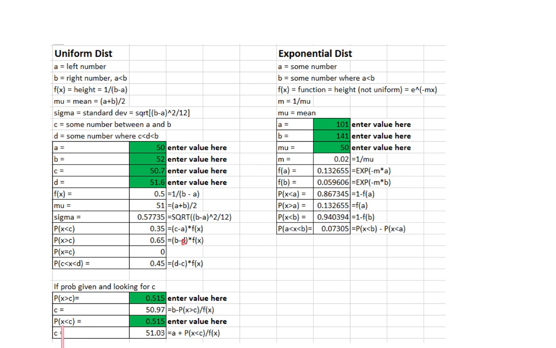Similarly, if we have P of X is less than C, then what we would put in this cell would be A plus, because we need to know A, plus the probability of X less than C divided by f of x, where we have these numbers that we are going to enter.